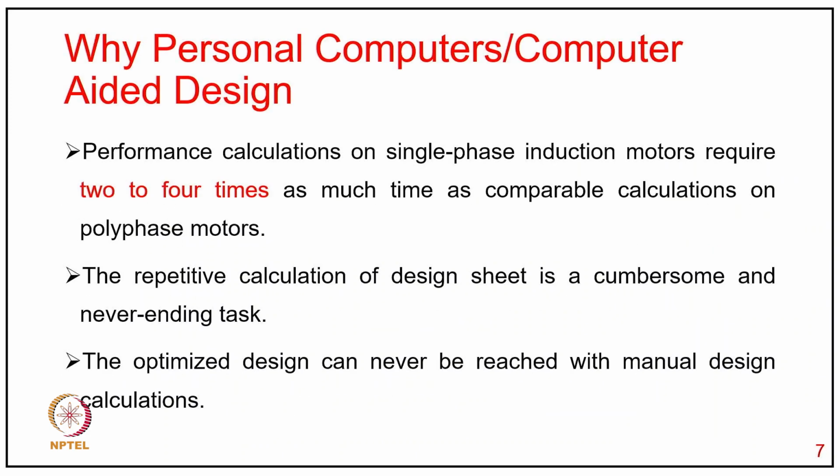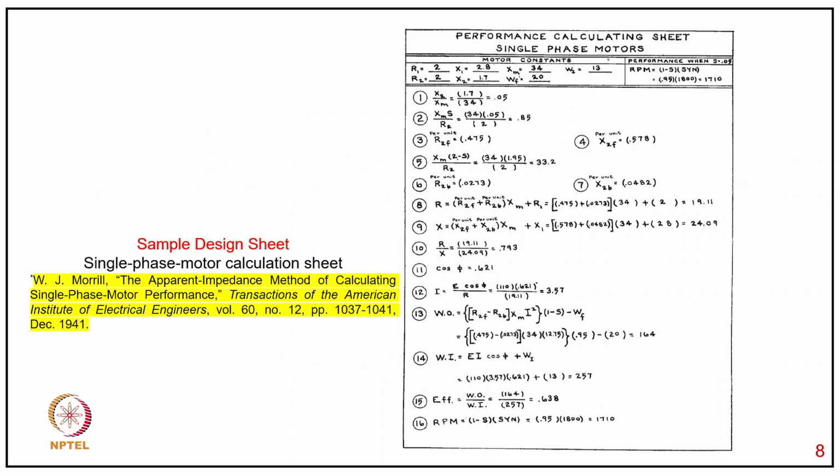So why is computer design required? The calculation on single phase induction motors requires 2 to 4 times as much time as comparable calculation of polyphase motors, and the repetitive calculation of the design sheet is a cumbersome and never ending task. So the optimal design can never be reached with manual design calculation, and this, as an example, is the performance calculation sheet for a single phase induction motor.